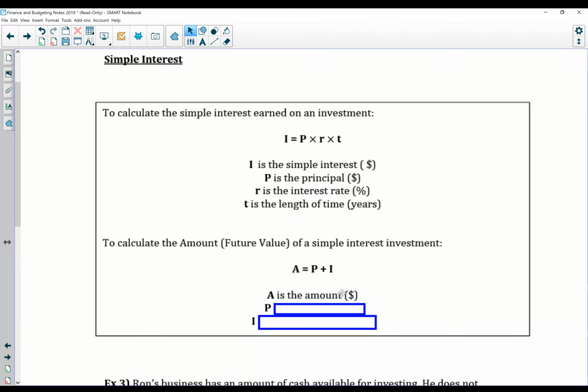In this case, A is the amount in dollars, P is the principal in dollars, and I is the simple interest in dollars. Now remember, don't get confused. It says it's the simple interest in dollars. I'm not talking about the percentage here. I'm talking about the amount of money you made on your original investment. It's called the simple interest.